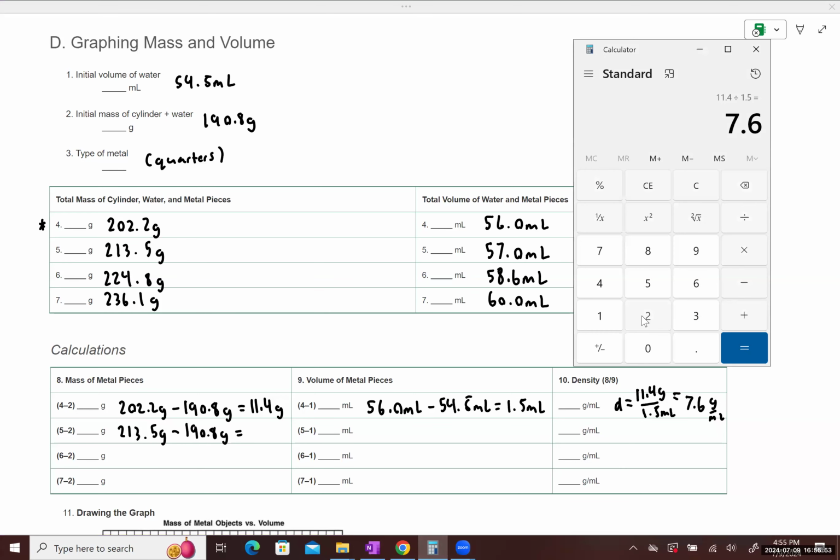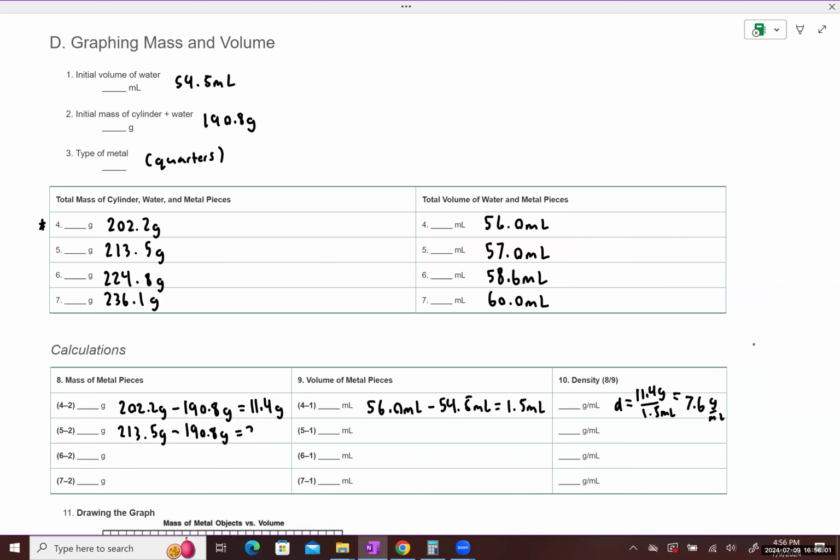Entering this into our calculator, that gives us a mass of 22.7 grams. Calculating the volume, we take our total volume and subtract out the volume of the graduated cylinder and the water, only in the graduated cylinder. So anytime the water level increases, that's due to the volume of the solid that we've added. That in turn gives us 2.5 milliliters.